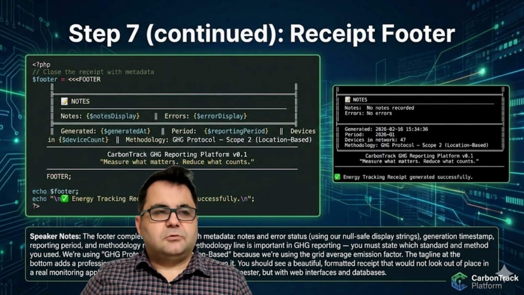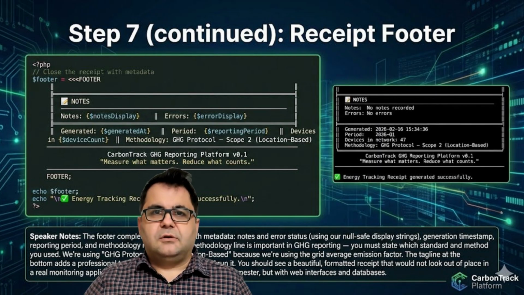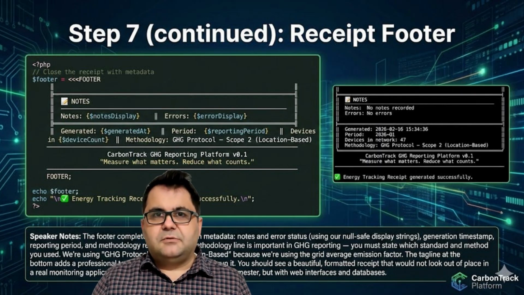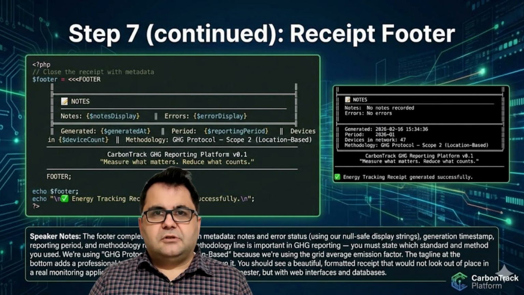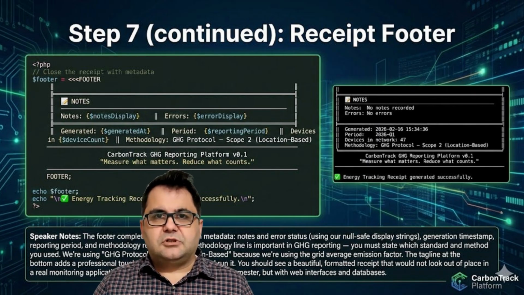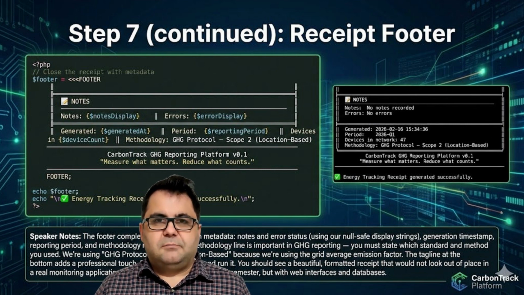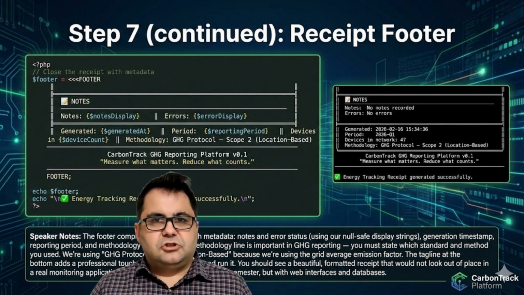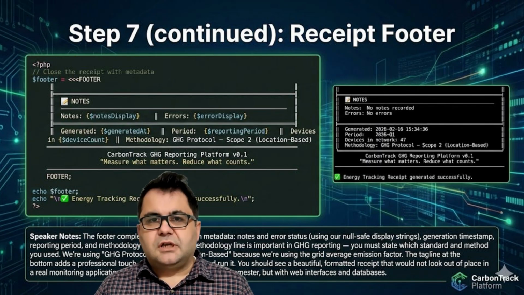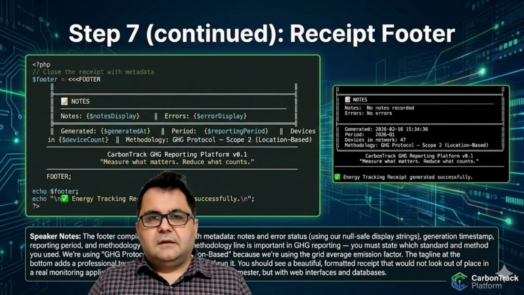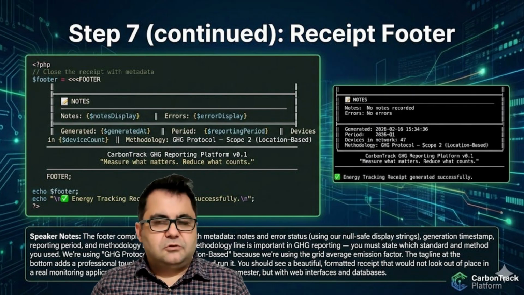The footer completes our receipt with metadata, notes and error status, using our null-safe display strings, generation timestamp, reporting period, and methodology reference. The methodology line is important in GHG reporting. You must state which standard and method you used. We're using GHG Protocol Scope 2 location-based because we're using the grid average emission factor. The tagline at the bottom adds a professional touch.